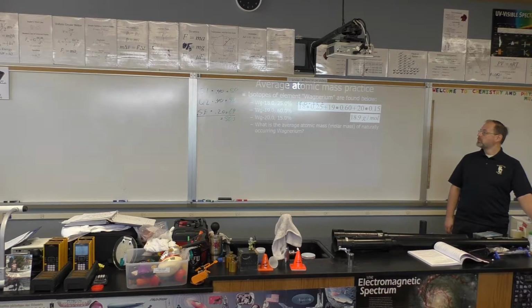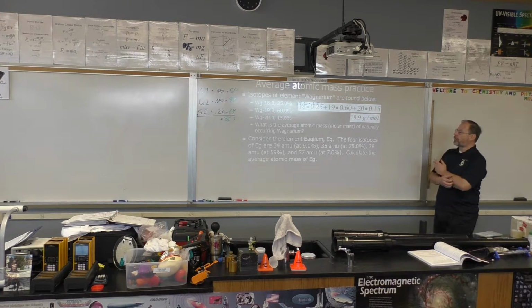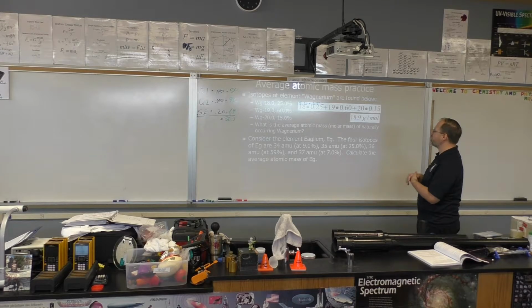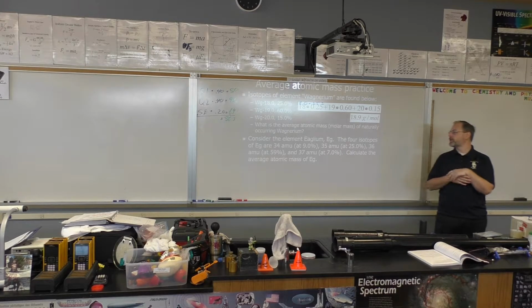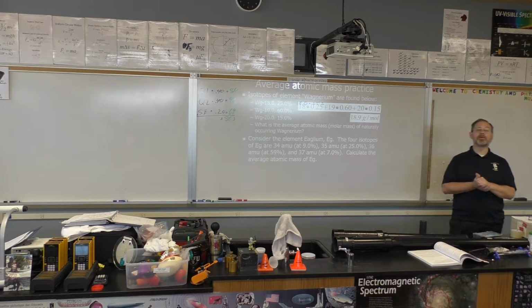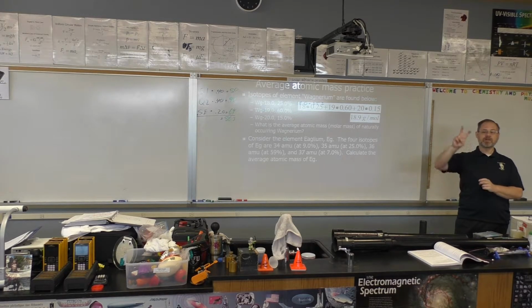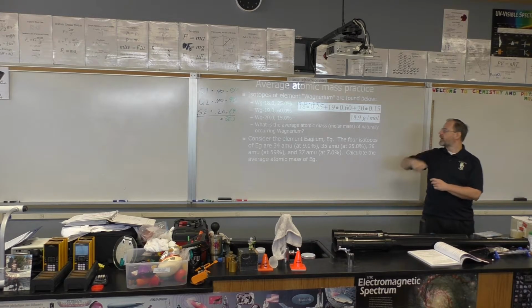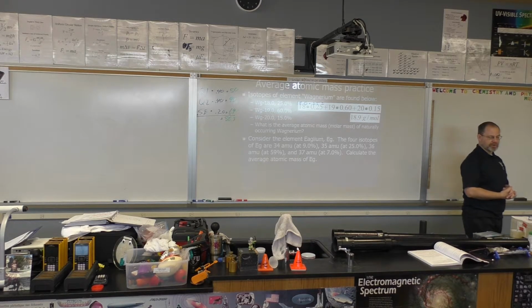All right. Let's do another one. The average atomic mass of gallium. There are 4 isotopes: 34 AMU at 9%, 35 AMU at 25%, 36 AMU at 59%, and 37 AMU at 7%. Be careful with the 9 and 7. When you're doing percentages, you still move the decimal 2 places. Okay. So calculate the average atomic mass of naturally occurring gallium.